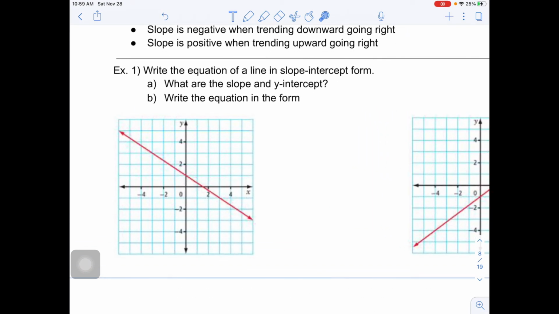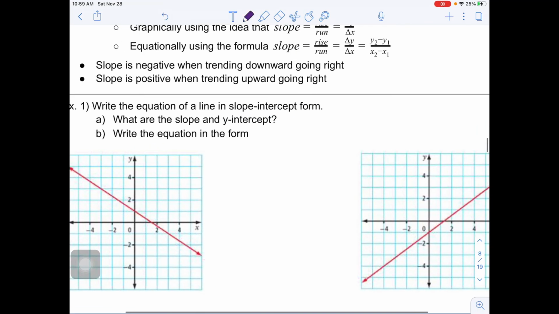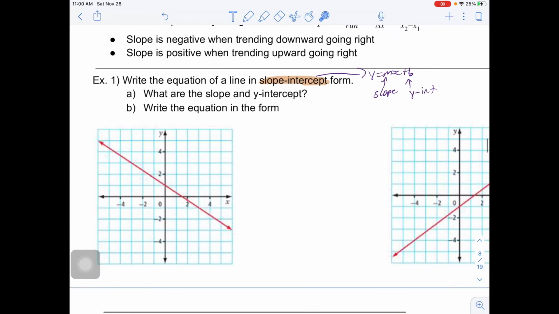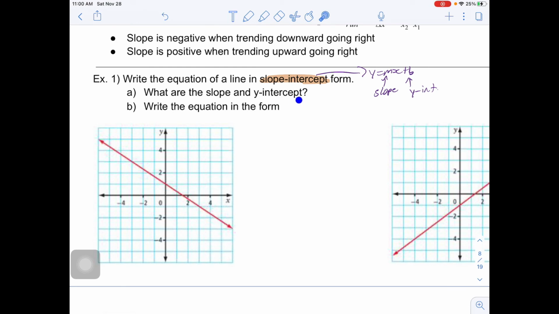So example 1: write an equation of the line in slope-intercept form. Recognize why it's called slope-intercept form. It's called slope-intercept form because when you're given the slope and the y-intercept, you can determine the equation of the graph. So really understand that slope-intercept form is easy to remember because it includes your slope and your intercept. So here, what are the slope and y-intercept?